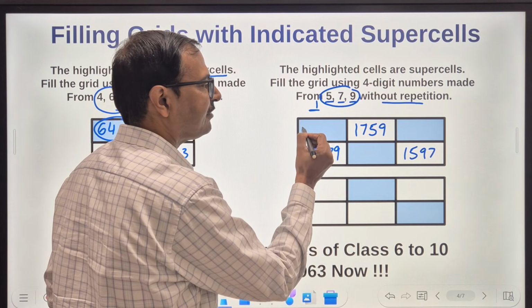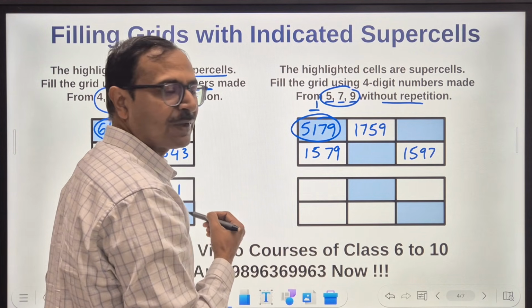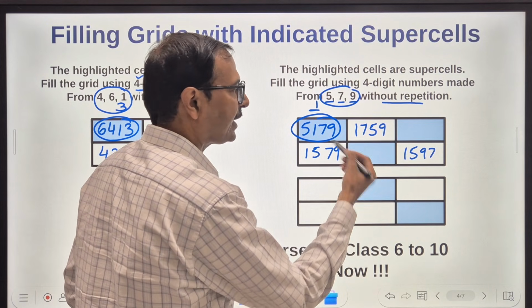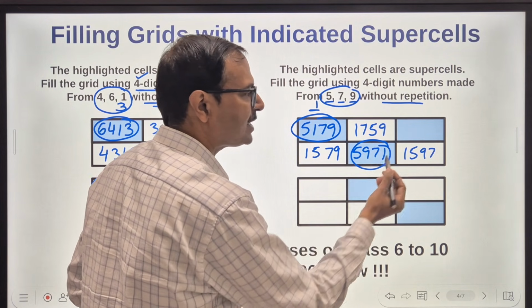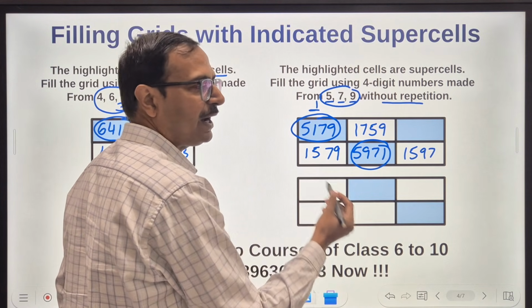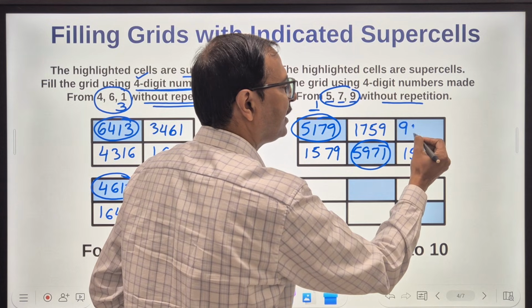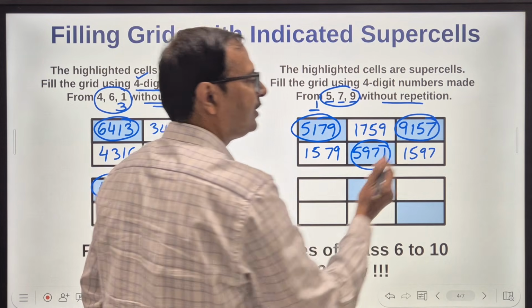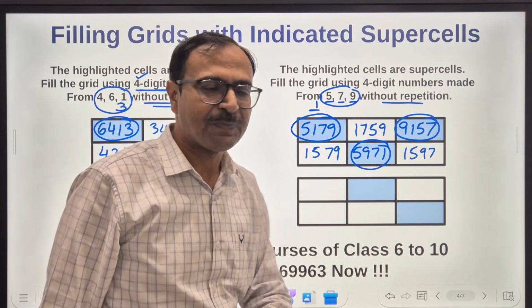So I will start with a 5. 5, 1, 7, 9. Now this is a supercell obviously. This has to be a supercell. So again I will start with a 5. 5, 9, 7, 1. Now this becomes a supercell because it is greater than all three. And finally this has to be a supercell. So I will start with a 9 maybe. 9, 1, 5, 7. Now you can check all these three are supercells and remaining three are not supercells.